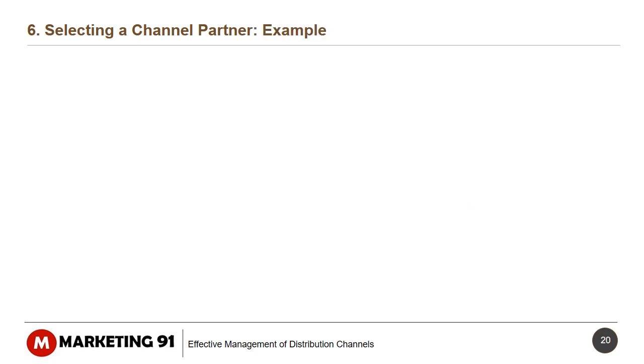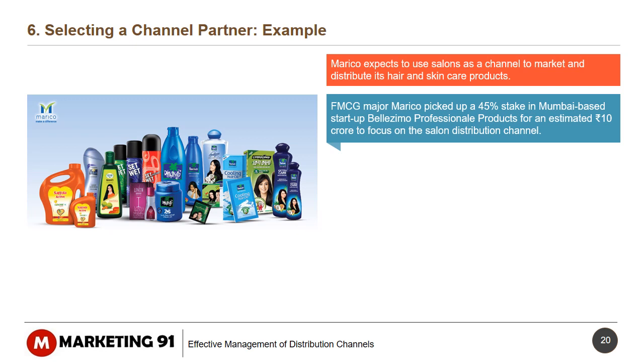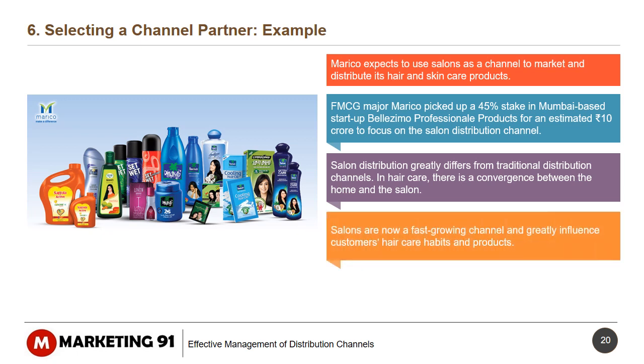Let's look at an example of selecting channel. Marico expects to use salons as a channel to market and distribute its hair and skincare products. FMCG major Marico picked up a 45% stake in Mumbai-based startup Bellissimo Professional Products for an estimated 10 crore to focus on the salon distribution channel. Salon distribution greatly differs from traditional distribution channels. In hair care, there is a convergence between the home and the salon. Salons are now a fast-growing channel and greatly influence customers' hair care habits and products.